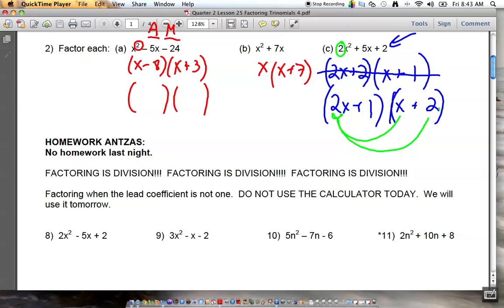And we have to be prepared. We have to come up with some kind of a strategy to be able to handle it when we can't get out a common factor and there is a lead coefficient other than 1.